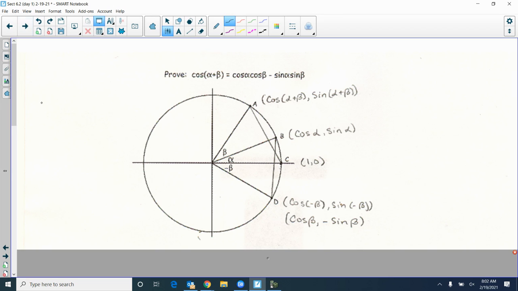Do you remember the distance formula between two points?